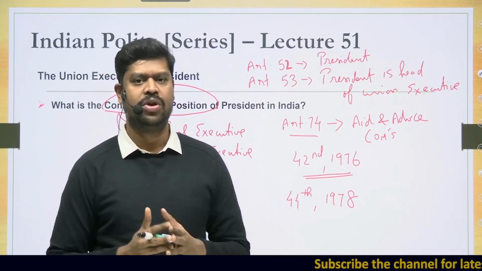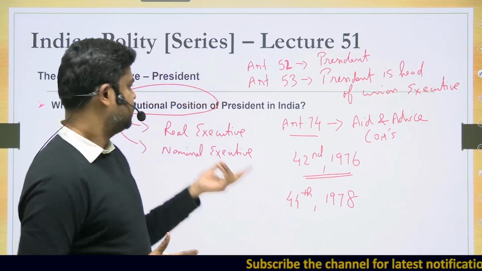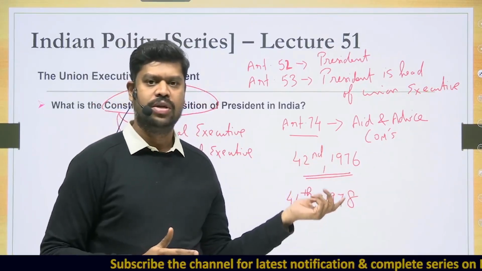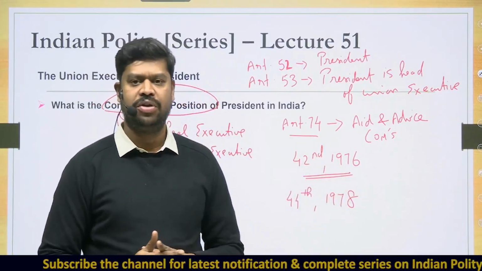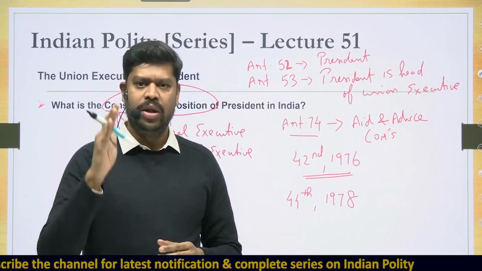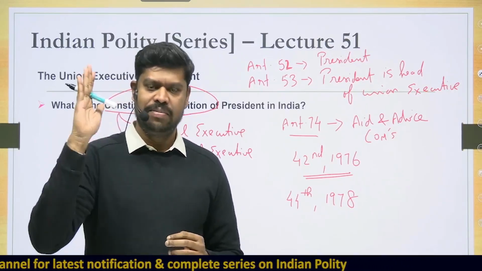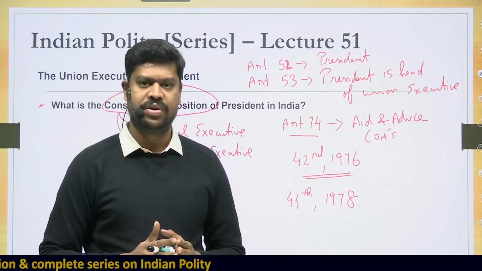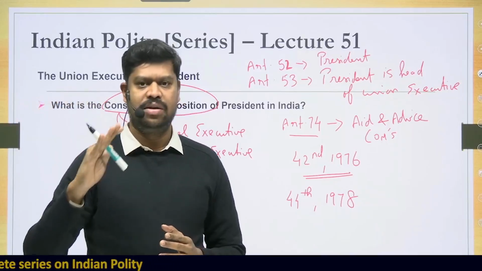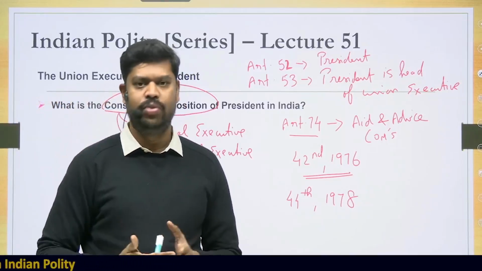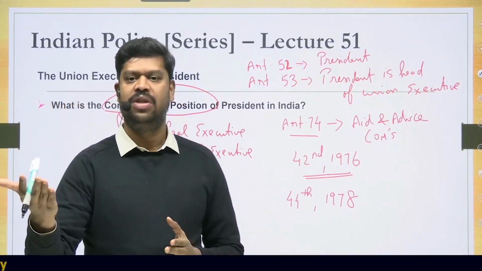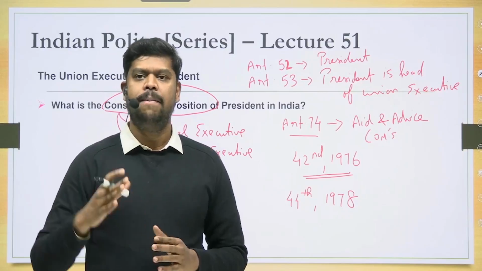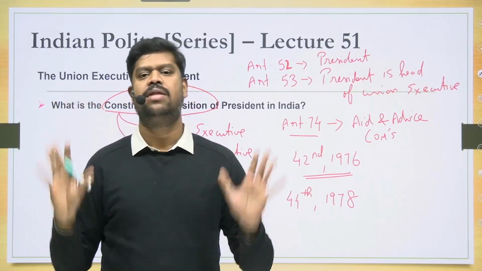So this is exactly what you'll have to understand. In the constitutional portion, you will have to look into both the 42nd and the 44th Constitutional Amendment Acts. While the 44th Constitutional Amendment Act makes the aid and advice binding upon the President, if the President is not happy with the advice, he can send it once for reconsideration of the Council of Ministers. But if the advice is again sent back, then the President has to accept it.